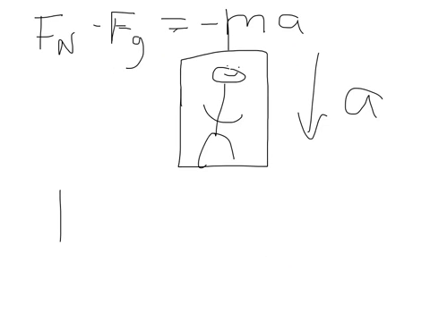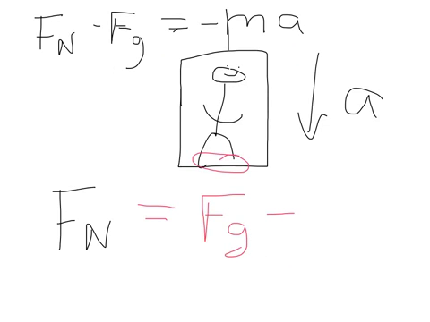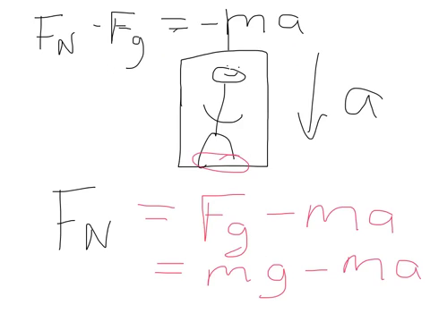So then what I could say is that Fn, or the force that's going to be recorded by the scale right here, is going to be equal to Fg minus ma, which equals mg minus ma. Okay, so the normal force acting on the person is going to be less than what it was when the elevator was stationary or, of course, when the elevator was accelerating upward.